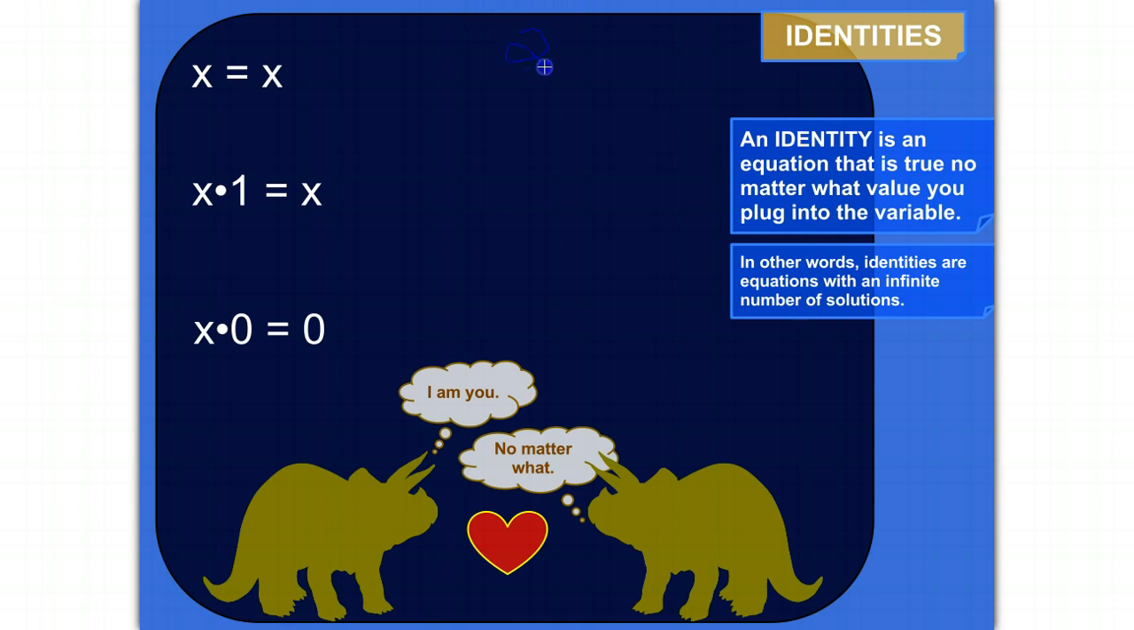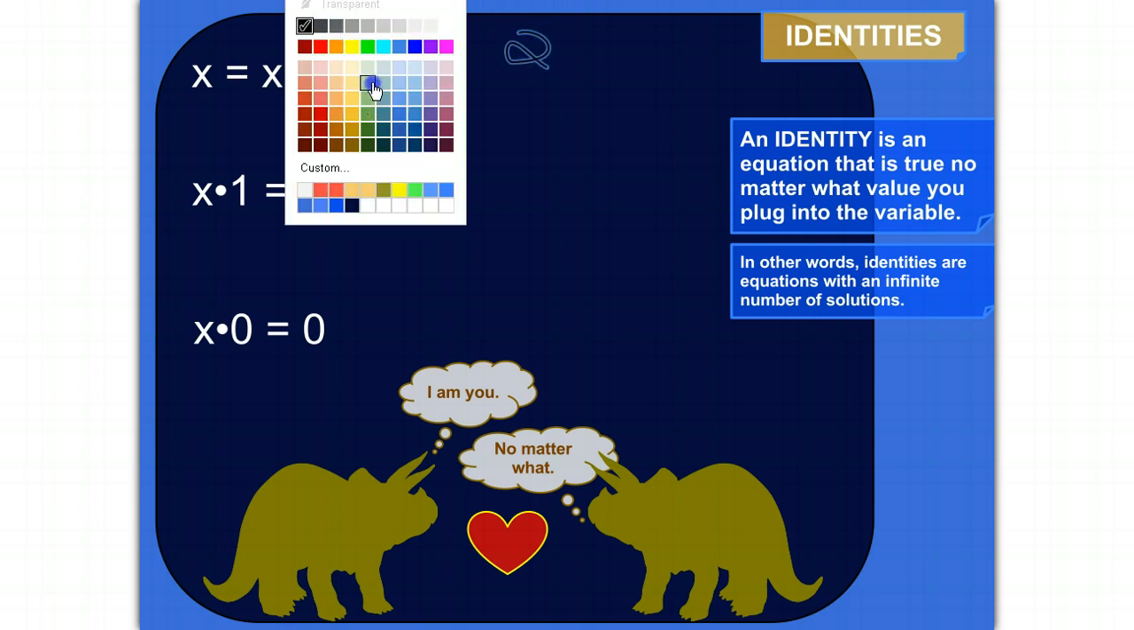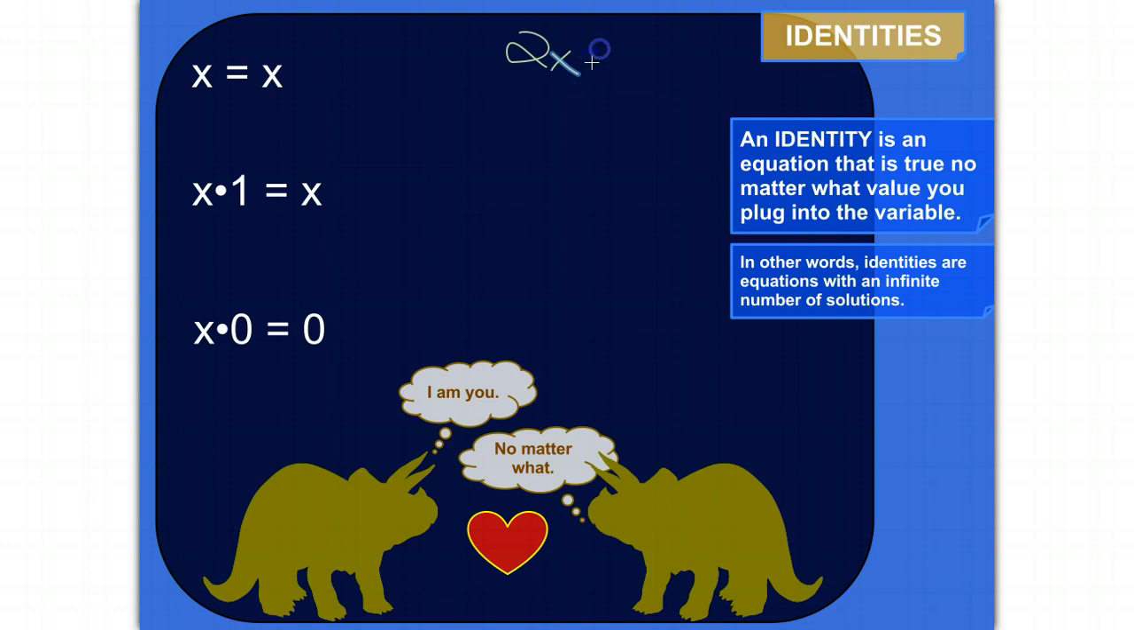So say we had 2x equals, I don't know, 8. Well, there's only one solution to that equation that will make it true, and that's 4. We'd have to plug in 4 for x for that to be true. 2 times 4 is equal to 8. If I plug in a 10, so 2 times 10, that's 20, equals 8. I mean, that's nonsense. 20 does not equal 8. So the only solution to that equation is 4.